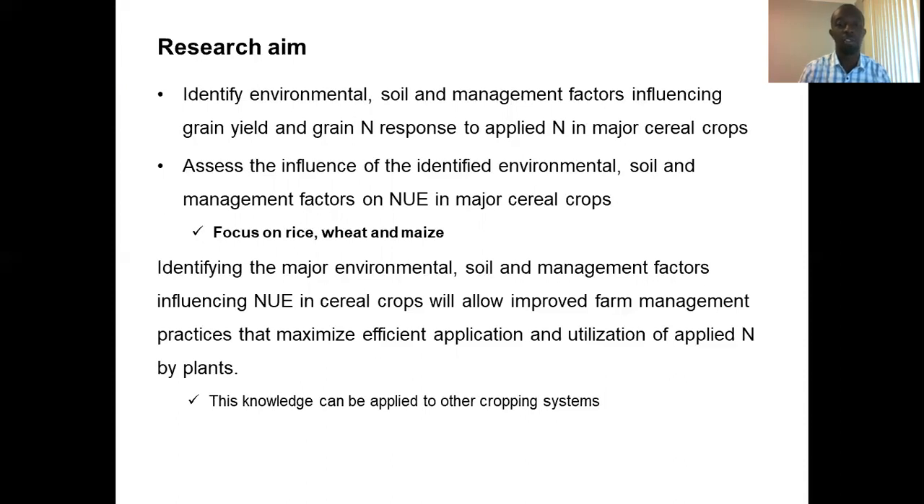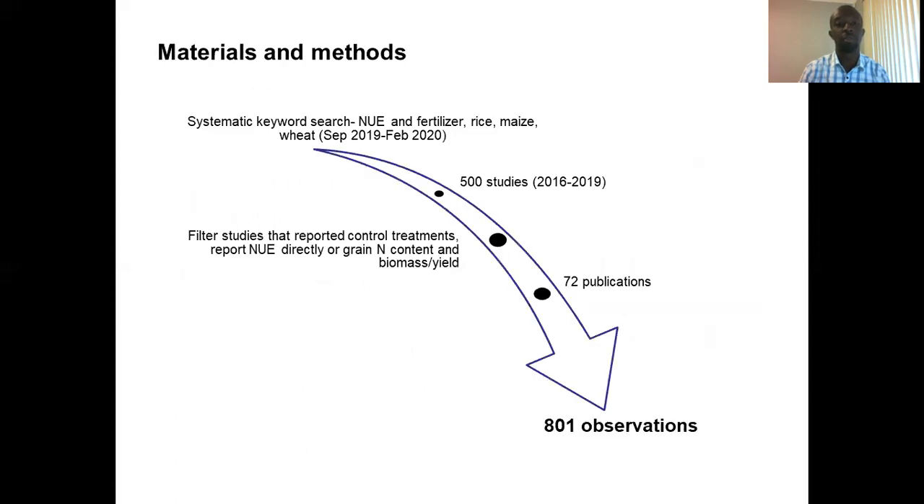Successful identification of these factors would provide us with an opportunity to optimize farm management practices to ensure that there is efficient usage of nitrogen by the plants. And this knowledge can then be applied even in other cropping systems.